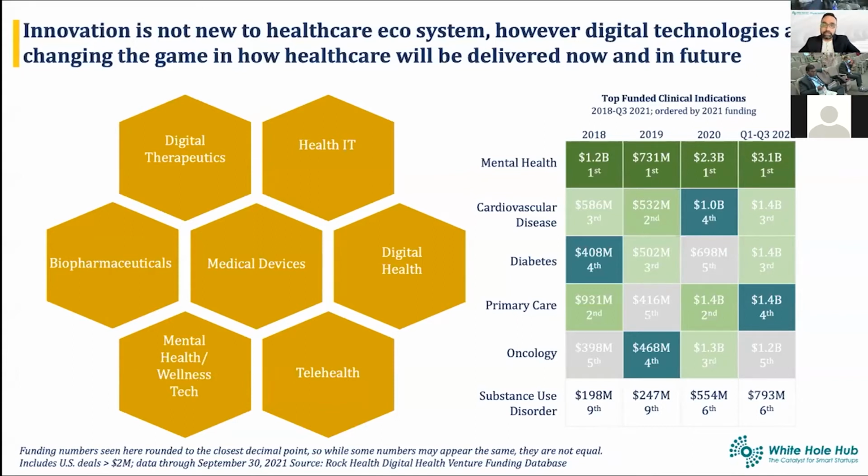cardiovascular diseases. Diabetes is taking center stage, and not just diabetes; most chronic diseases are taking center place. Then primary care, followed by oncology and substance use disorder. So the largest spending is in the mental health space, which is something new, and it's coming into the space where we are operating today.